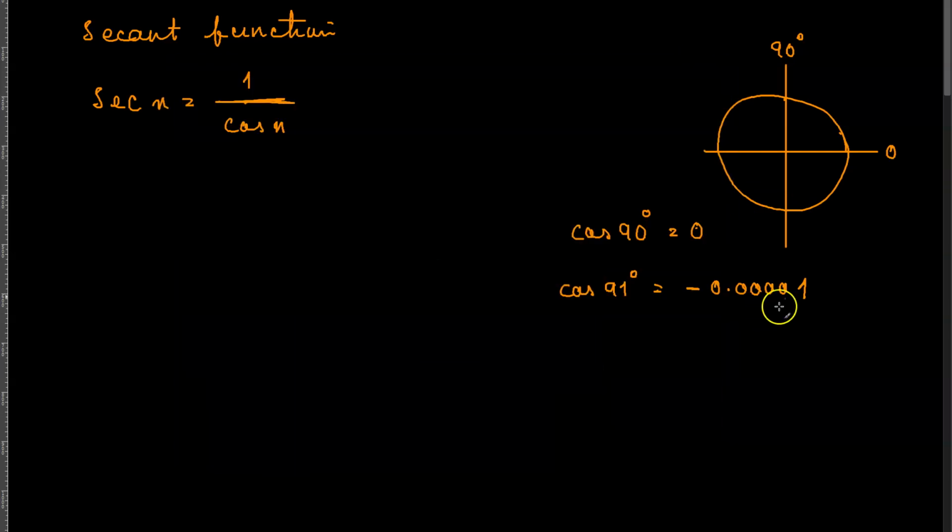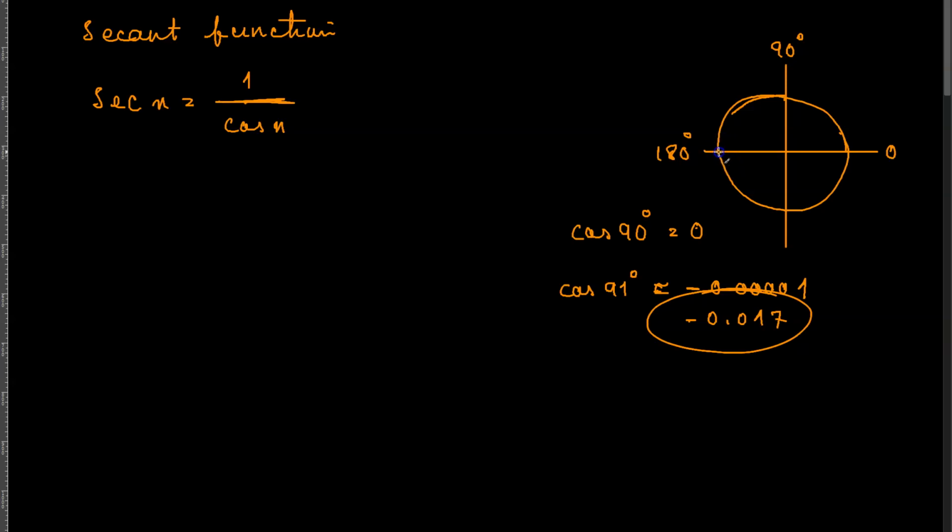Of course, it's not that small, but it's approximately negative 0.017, right? So the value of the cos function is very close to 0, but a negative value, and then as you move towards 180 degrees, the value of the cos function decreases and gets to -1 when you are here at 180 degrees. The cos of 180 degrees is equal to -1.